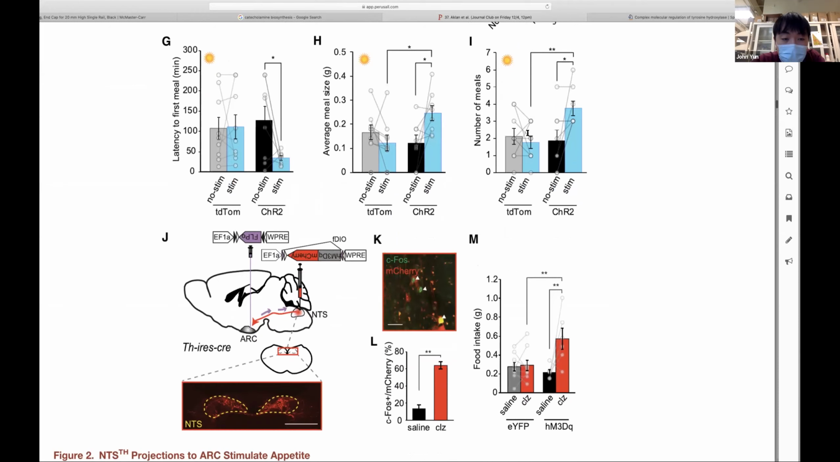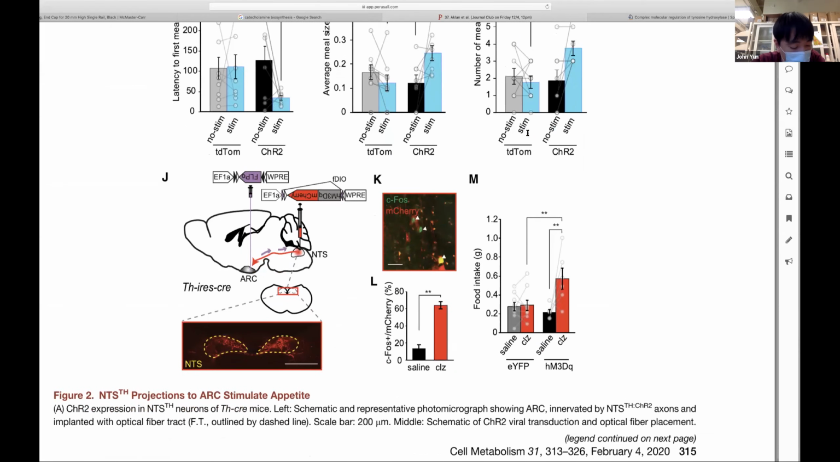And then figure J, they moved on from optogenetics to chemogenetics using DREADD. They did that by using hM3Dq with mCherry protein. So the schematic is J. Yeah, J actually is quite complicated.